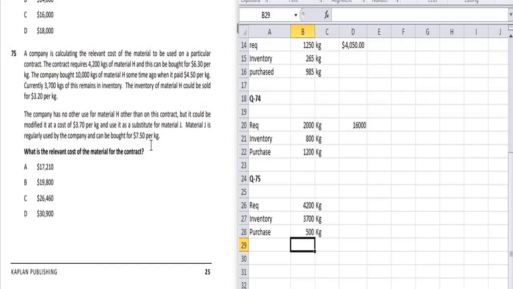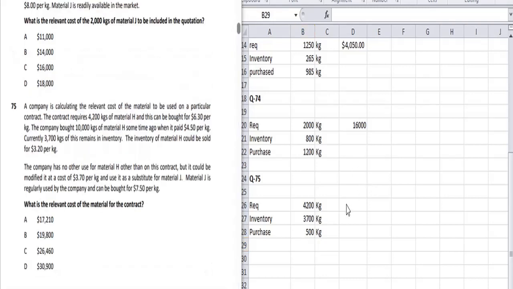Okay, so what is the relevant cost? Now again a scenario will be formed. Purchase will be done at the current market price, which is 500 into 7.50. It is regularly used by the company, so it can be bought for 6.30. So this is our purchase, and for the inventory we have to identify whether it has an alternative use or not, or a disposal value.